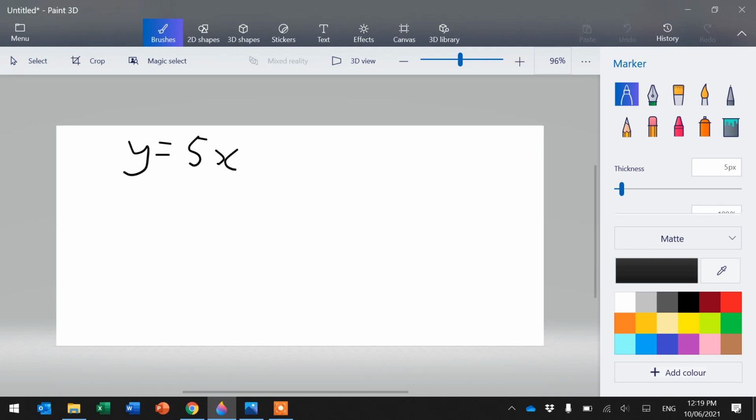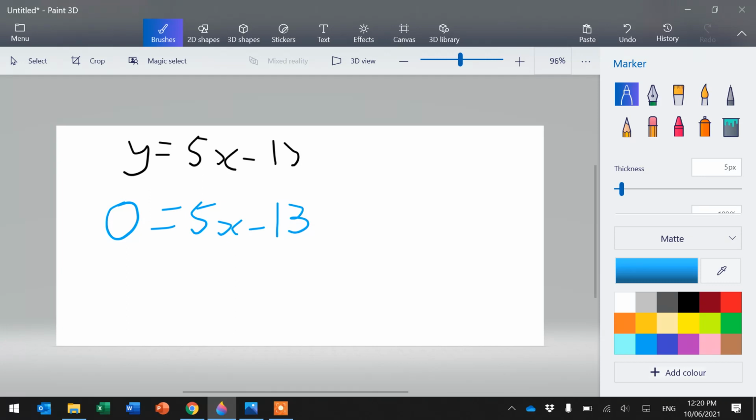My 3 is always going to look bad on this, so I apologise. I'm not sure why it's having so much difficulty with writing. Anyways, so we'll make one of them 0. We'll make y 0. 0 equals 5x minus 13.